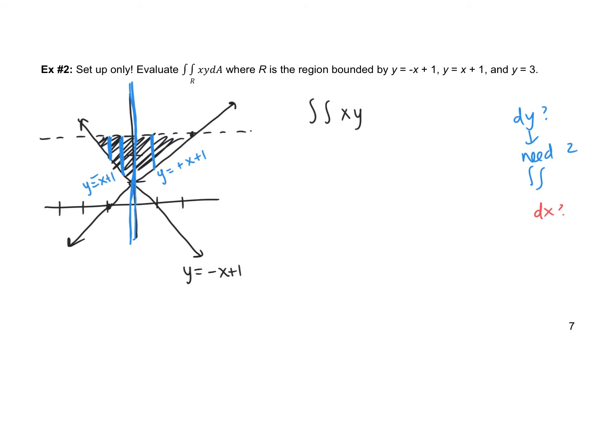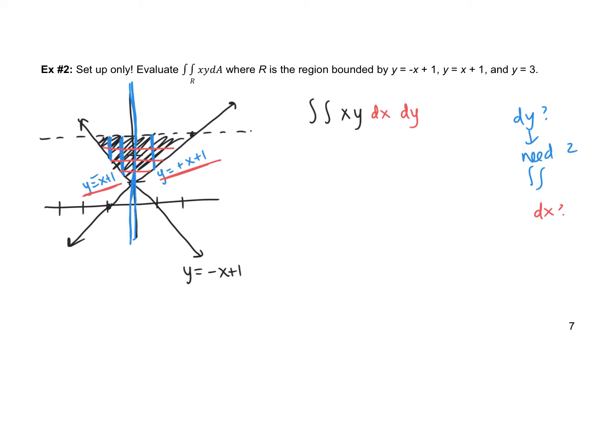So if we try to do the x direction, we go left to right. We notice we are always going from y equals negative x plus 1 to y equals x plus 1. What that means is we're going to integrate with respect to x first, then y.